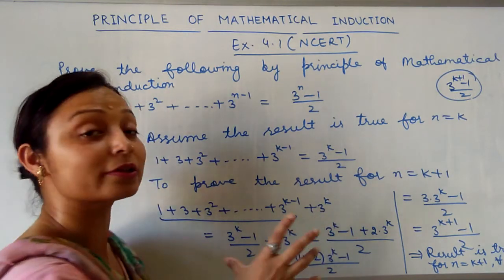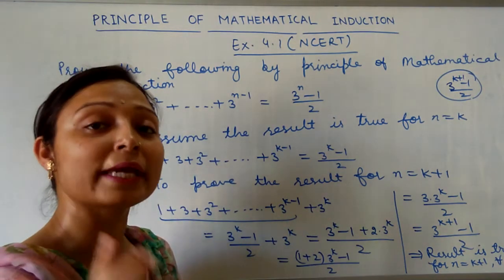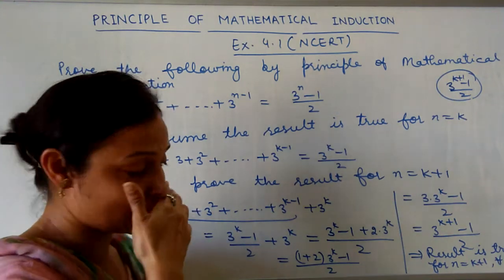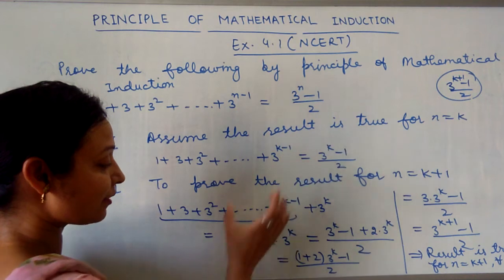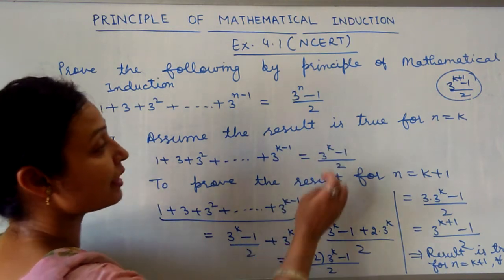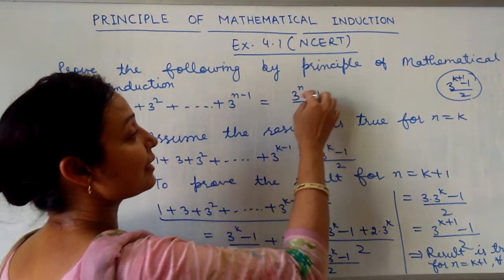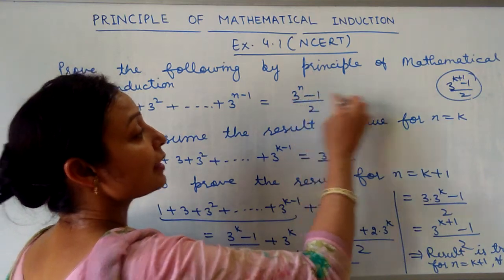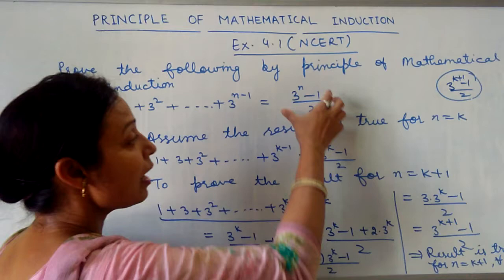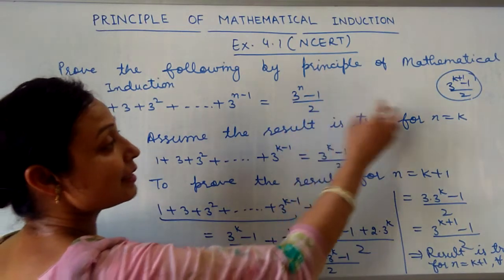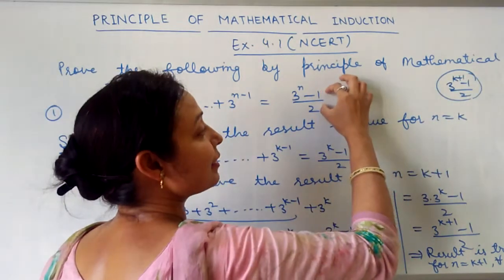We have to work on the right hand side only to make it true for n equals to k plus 1. So I will take the whole term to have this value, and after simplification, what should be the answer obtained by putting k plus 1 on the right hand side? Okay, k plus 1 minus 1 upon 2. This is the answer by taking the form directly.